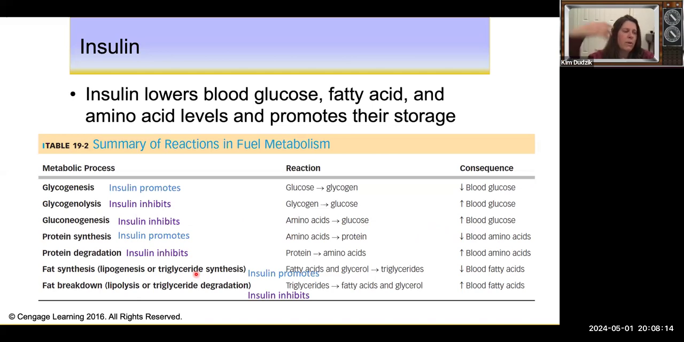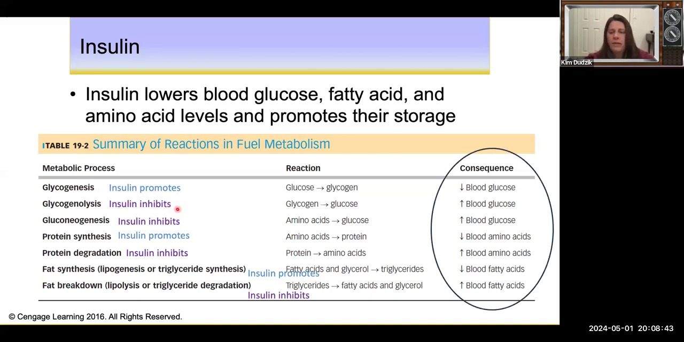And it does so by promoting the cells in your body everywhere to take up glucose so they can use glucose directly. But then it also either promotes or inhibits these actions of storage or release of storage. So it promotes the action of storing glucose, and it inhibits the action of releasing glucose. Okay. Oh, I forgot. I circled this here because again, this consequence really can tell you whether insulin promotes it or inhibits it. Okay, we want to lower blood glucose levels.